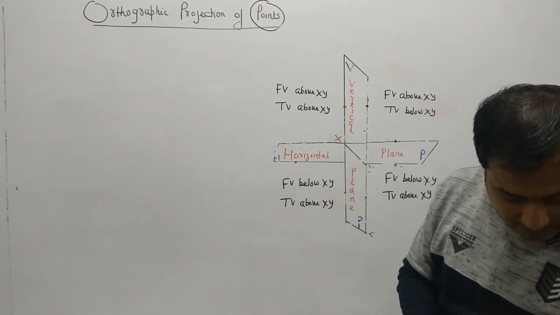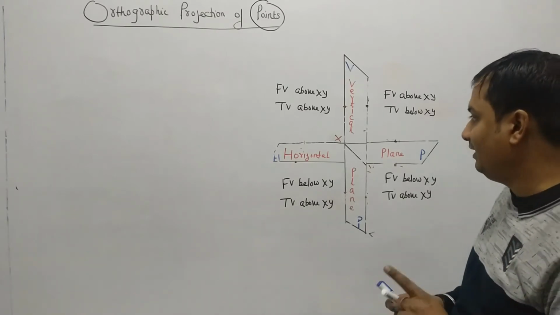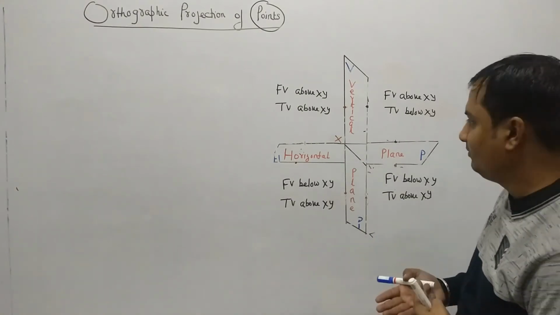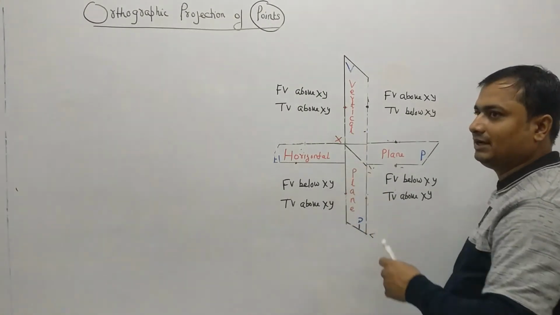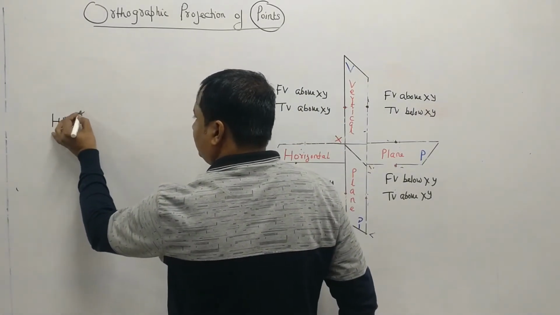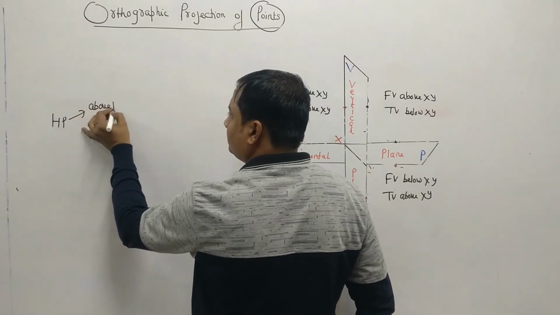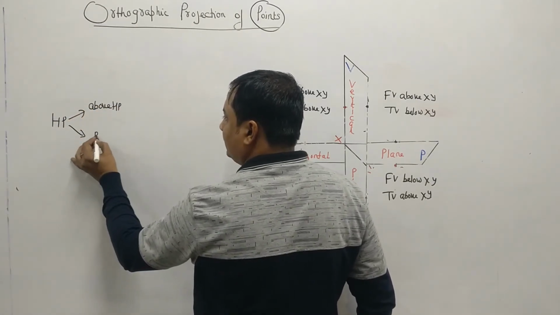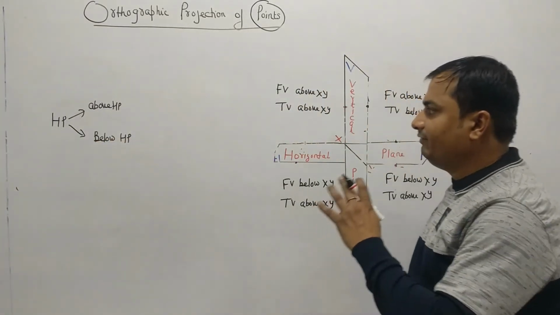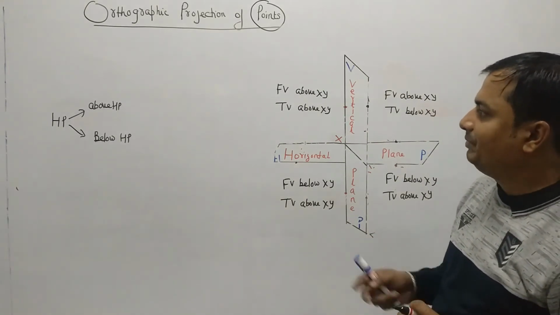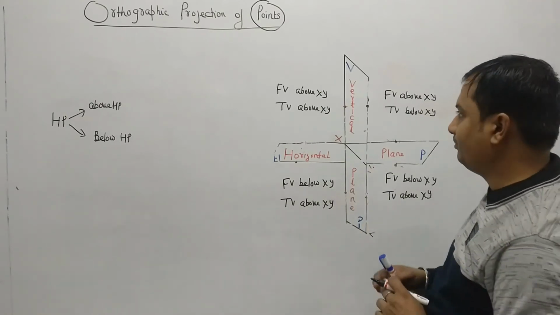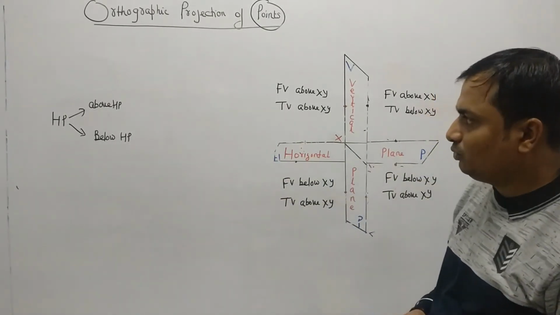The first conclusion is on the basis of HP. We know which view is associated with the HP, and which view is associated with the VP. With respect to HP, we have used two words: above HP and below HP. So with respect to the HP, we have seen the point can be above HP or the point can be below HP.